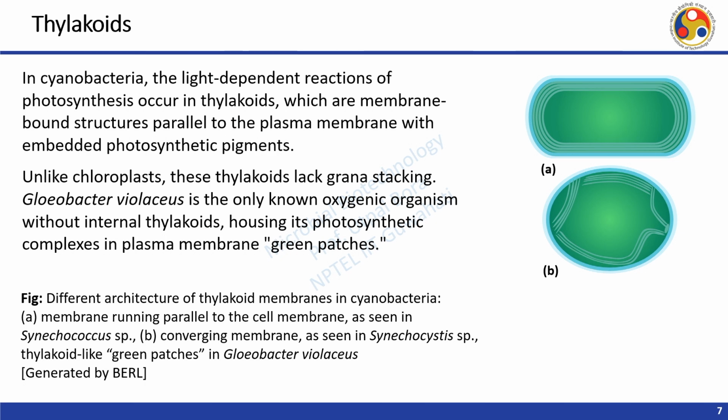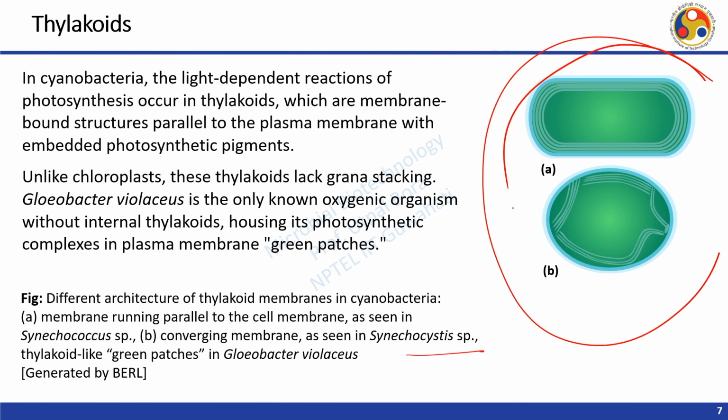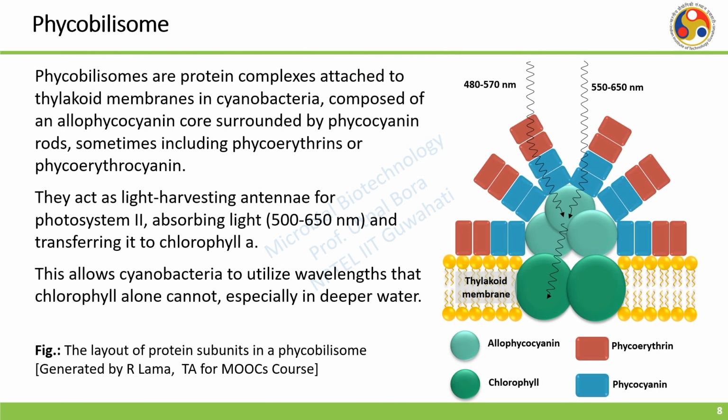In this figure, we can see a membrane running parallel to the cell membrane as seen in Synechococcus, and in B we can see the converging membrane as seen in Synechocystis species. So, these are two different variations of the thylakoid structure in cyanobacteria.